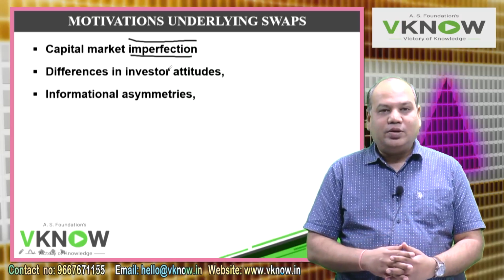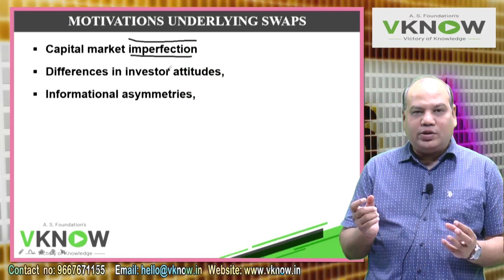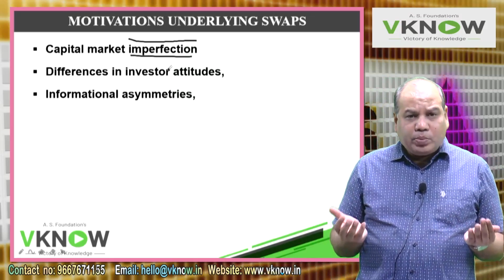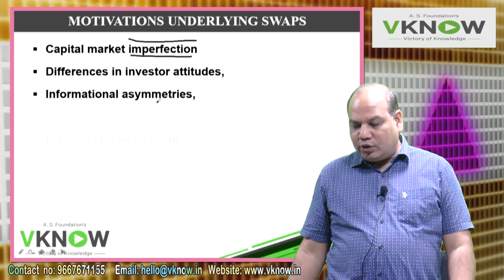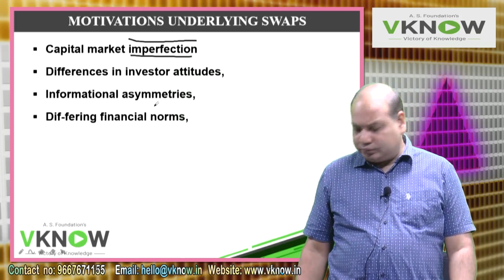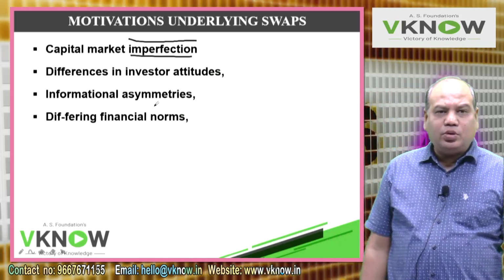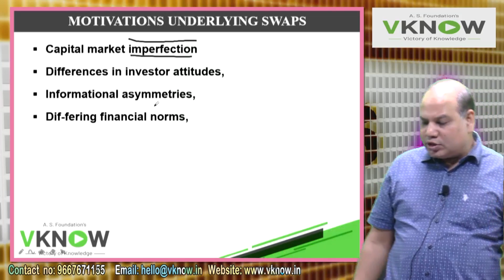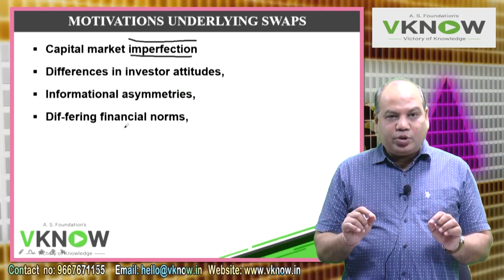Information asymmetry. Informational asymmetries means the two parties, the two firms may not have the same level of information. Based on the level of information which they have, one company may be thinking that interest rates will go up, the other may think interest rate may go down. Differing financial norms, very important tick mark.